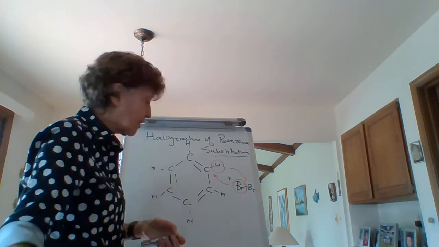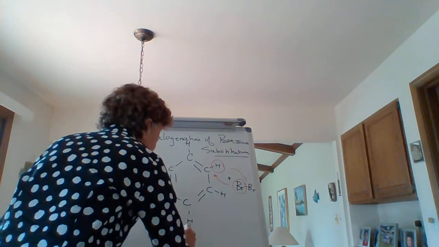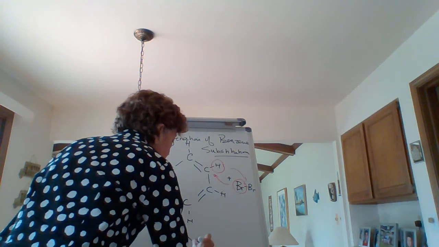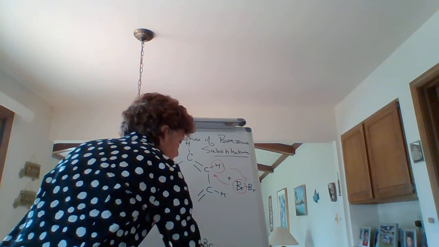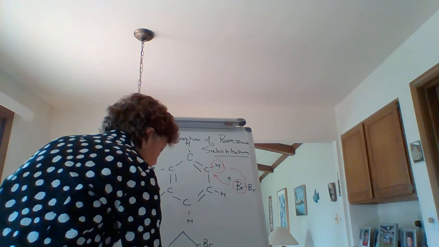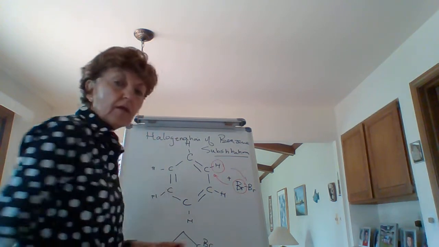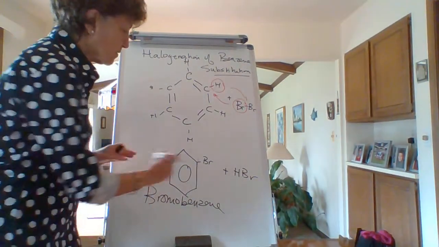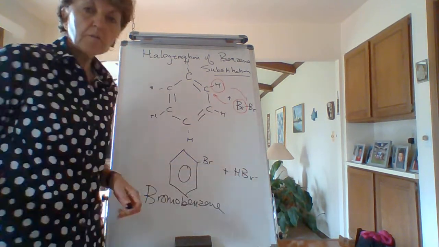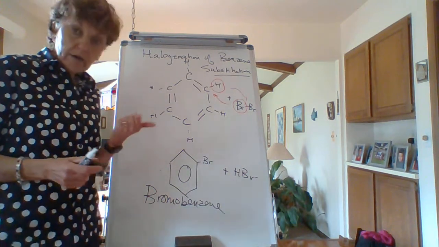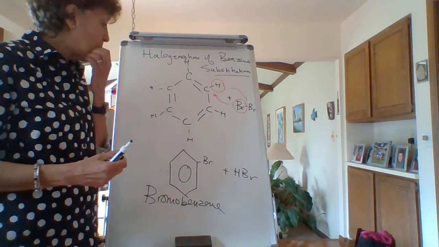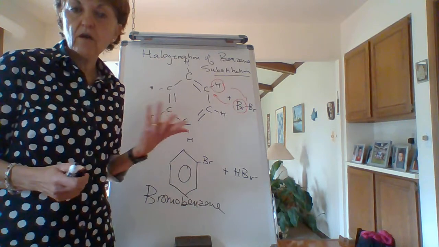It's a substitution reaction. So your final product is going to be a benzene with a bromine attached and HBr. What is this called? Bromobenzene. This benzene with a bromine attached. And then this H came and hooked up with this Br, and you have a mono-substituted benzene, or basically it's a monobrominated or monohalogenated. Okay?